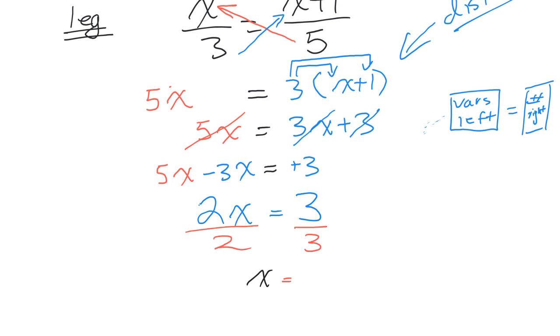oops, I made a mistake here. Sorry. Instead of both sides divided by 2, so we're left with 2x over 2, which is x, and 3 over 2, which is, well, 1.5. And we're done. That's it. End of story. Okay? All right.